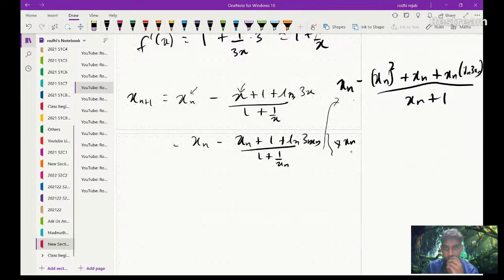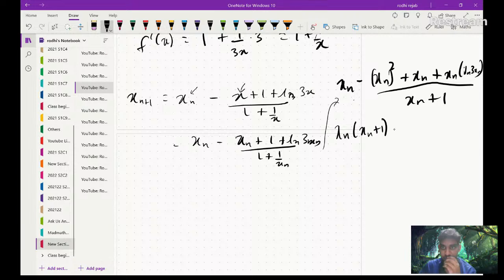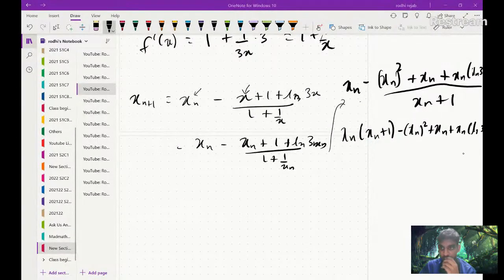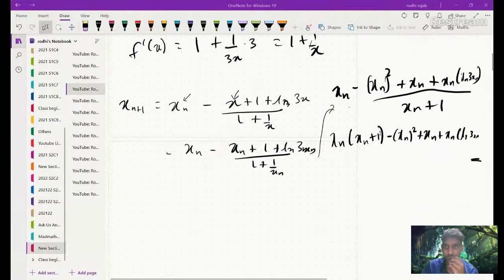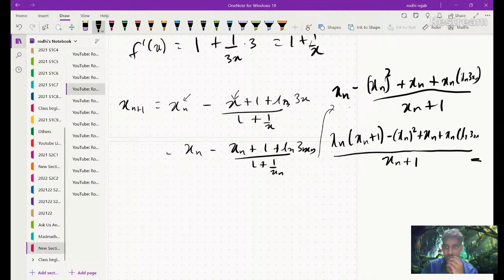Give me a minute. Okay, so we just have to cross multiply. We will get x_n times (x_n plus 1) minus (x_n squared plus x_n plus x_n ln 3x_n), over x_n plus 1.